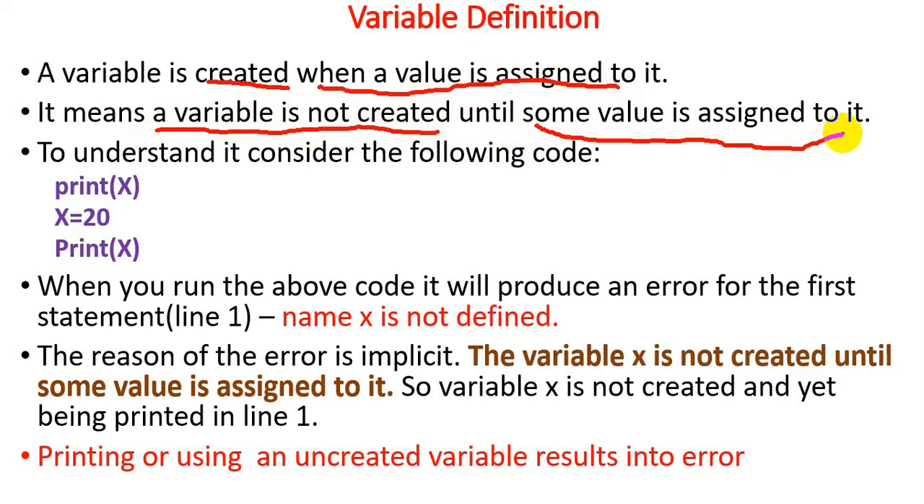In C programming, you can declare a variable in the beginning, for the variable names. There is no such declaration here. When you assign a value to a variable, then the variable will get created. A set of code is given here. First, I am printing x. I am assigning x equal to 20, and again I am printing the value of x.